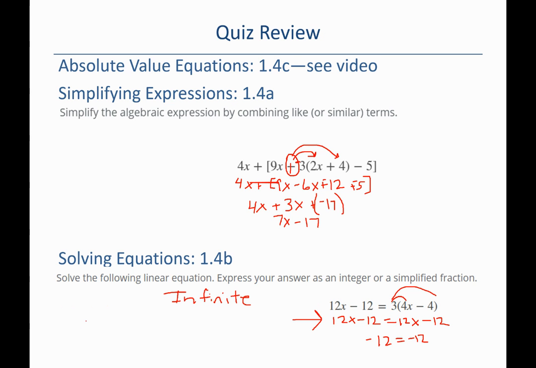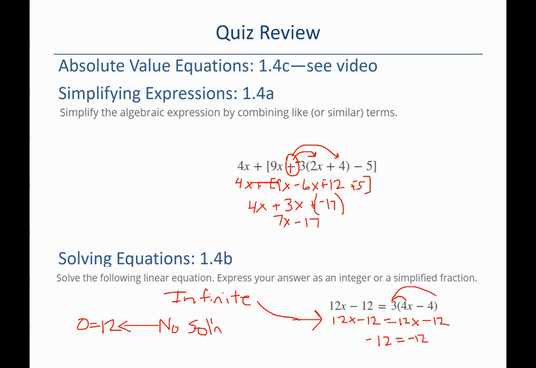If you were doing a problem like this and you came up at the end and you got something like this, remember if you get to that and there's no answers, a false statement, that means that there are no solutions. It's the empty set. So some of you had that backwards in your homework, so I wanted to go over that. If you come up to the point where it's a false statement, there are no solutions.